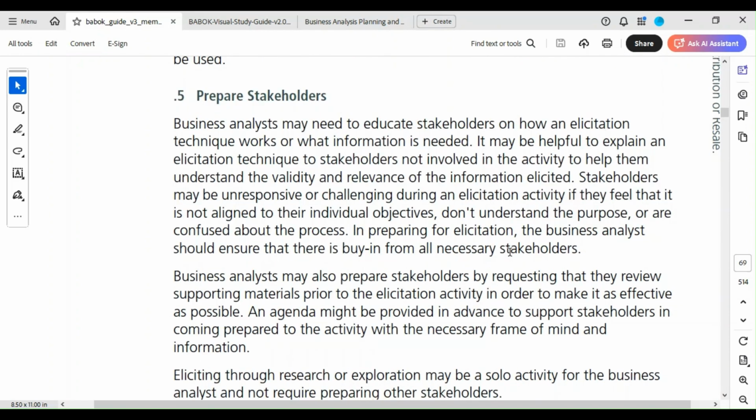Prepare stakeholders is the next element. Business analysts may need to educate stakeholders on how an elicitation technique works or what information is needed. So for me, what I usually do is at the beginning of elicitation or before then, I will send out a communication so that they will know what is required of them. If there are materials they need to read up or research, then we just do a briefing. Then we go into elicitation proper. Before we start each session, we remind them of the rules of the game and what is expected, just like part of your change management process.